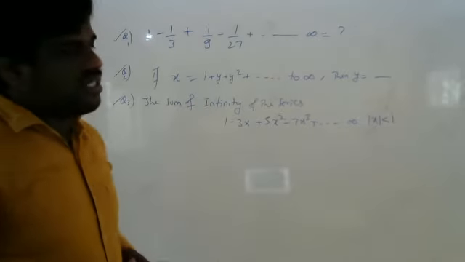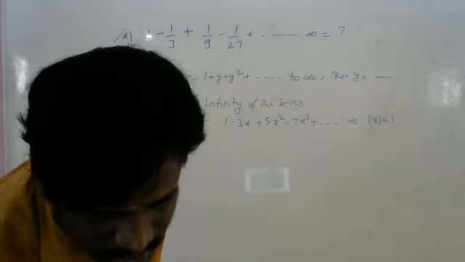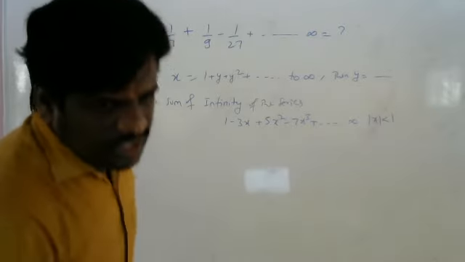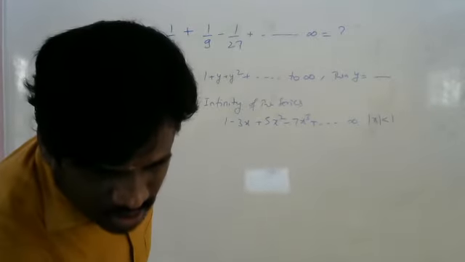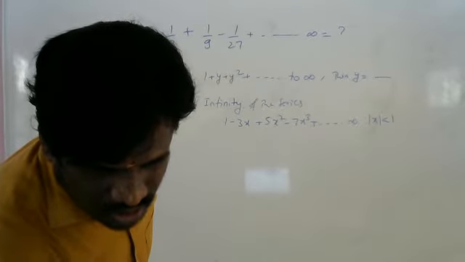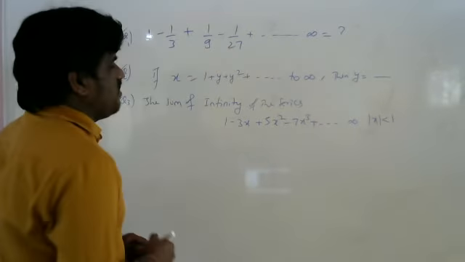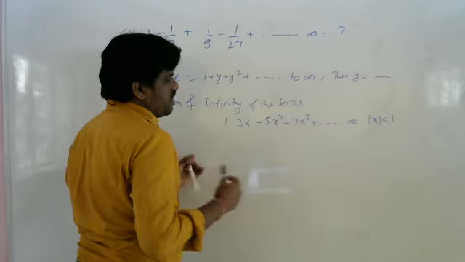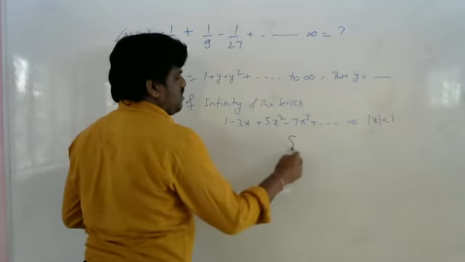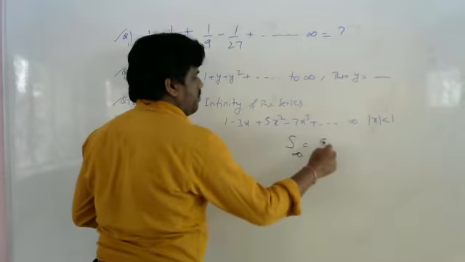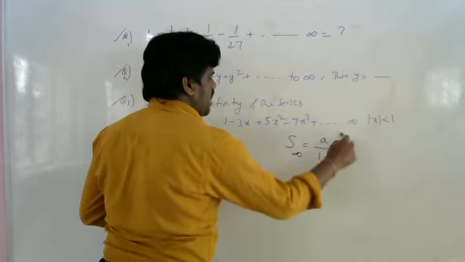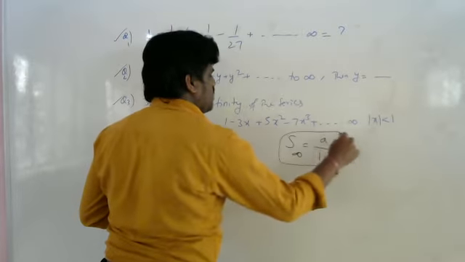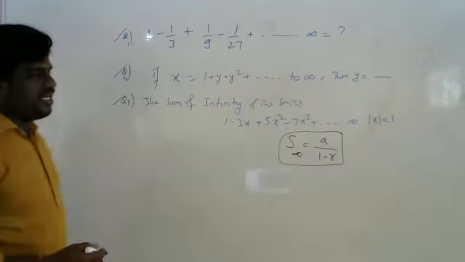So we are going to do the sum of an infinite series of the GP. Just now I explained what S infinity is. What is S infinity in a GP? S infinity is equal to A by 1 minus R. This is the formula: S infinity is equal to A by 1 minus R.